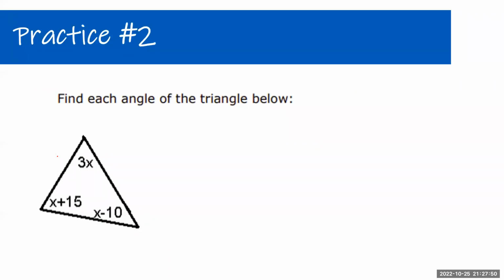We want to find each angle of the triangle here. Now be careful, this is a common mistake on homework, on tests, on lots of things, okay? Read the question, it's asking us for each angle. We need to solve for x first, but then we also need to talk about each angle, okay? Now remember that the angles of a triangle add up to be 180 degrees. So that means that we know that 3x plus x plus 15 plus x minus 10 has to be 180.